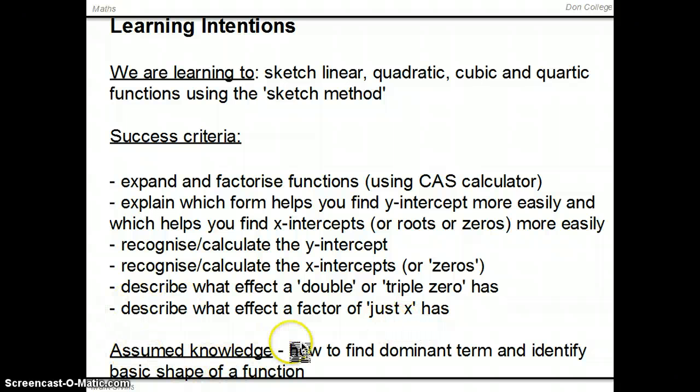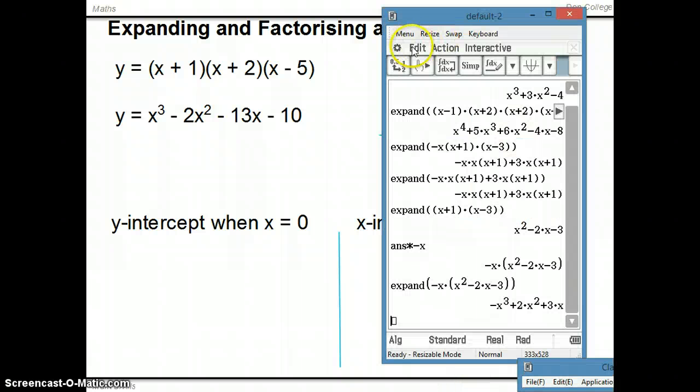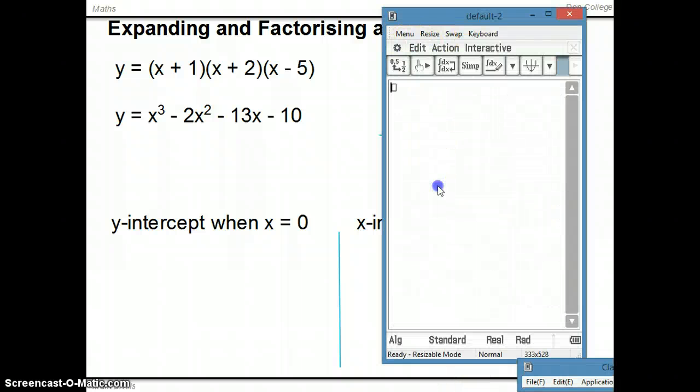Now, assumed knowledge here is that you already know how to find the dominant term and identify the basic shape of a function. If not, go back and look at the first video in this series. So we're going to start off by expanding and factorising and finding intercepts. So the first thing we need to be able to do is make sure we can expand and factorise.